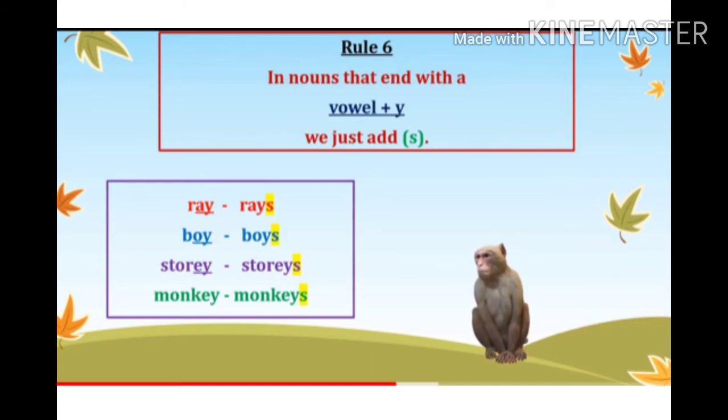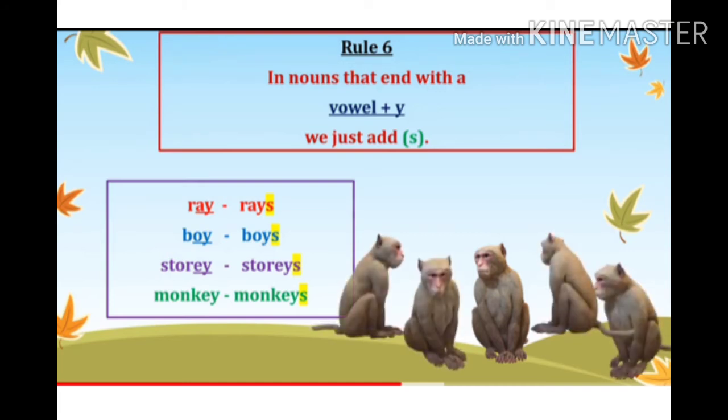Monkey. Monkey word again is ending with e, which is a vowel, plus y. So this vowel will again protect y. Y will not get cut. And to make it plural, all we need to do is to write s. So monkey becomes monkeys. So rule number 6 is just a continuation of rule number 5.